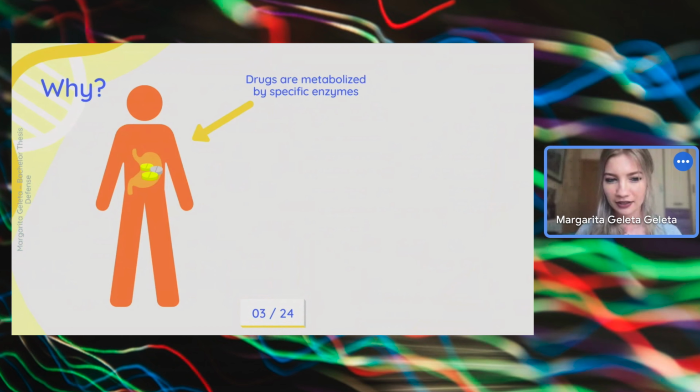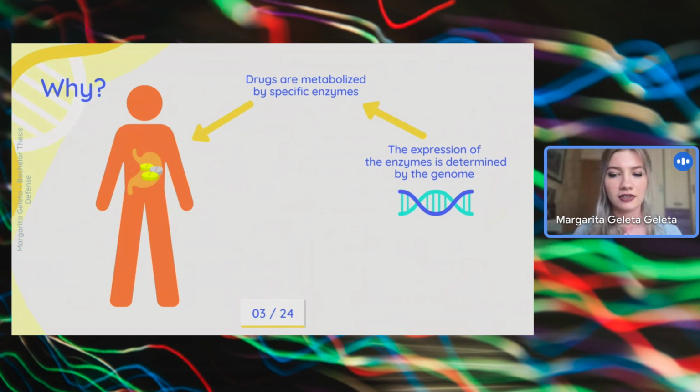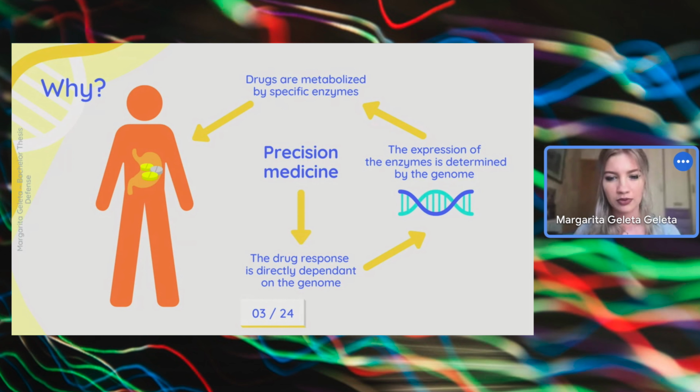Have you ever wondered why some drugs can have adverse effects on some individuals? This has a biologically simple explanation. Drugs are metabolized by specific enzymes, and each enzyme is determined by the genome of the individual. Therefore, the drug response is directly dependent on the genome of the individual. This is where precision medicine comes into play. Precision medicine aims to maximize the effect of drugs given the particularities, the characteristics of the genome of an individual.